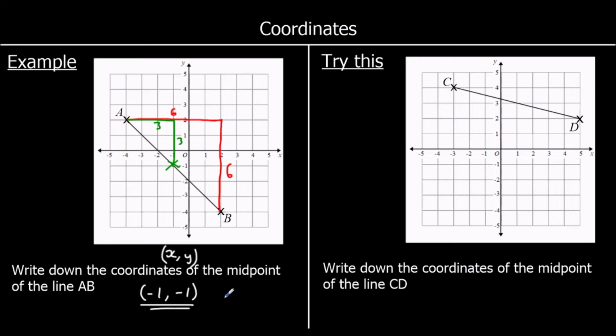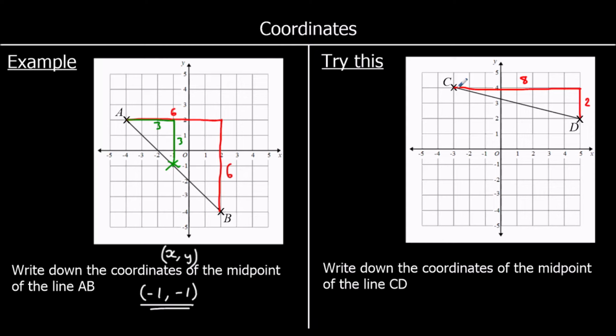Okay, one for you to try. Give this one a go. Again, we're writing down the coordinates of the midpoint. To get from C to D, the whole line, we go along 1, 2, 3, 4, 5, 6, 7, 8, and down 2. So to get from C to D, we go along 8, down 2. If we want the midpoint, we're going to go half as far.